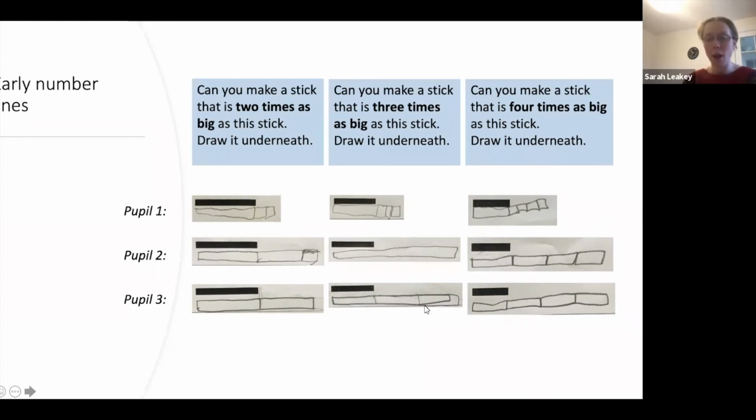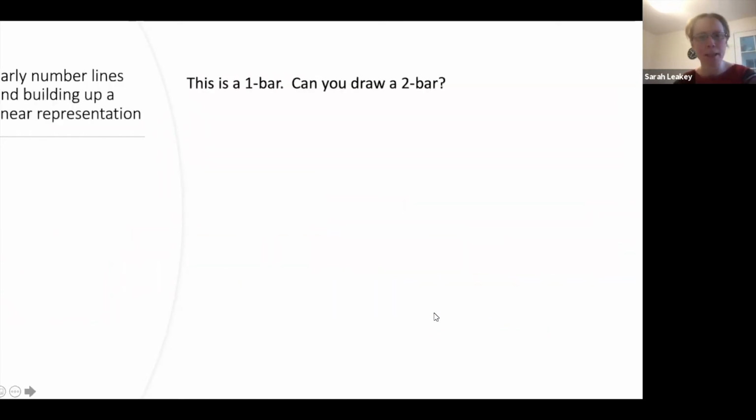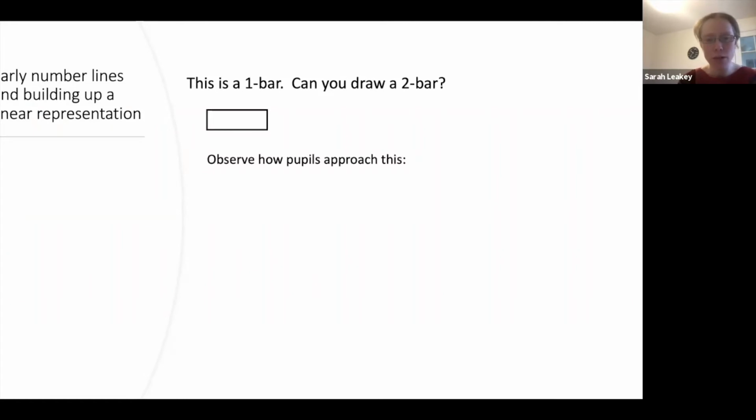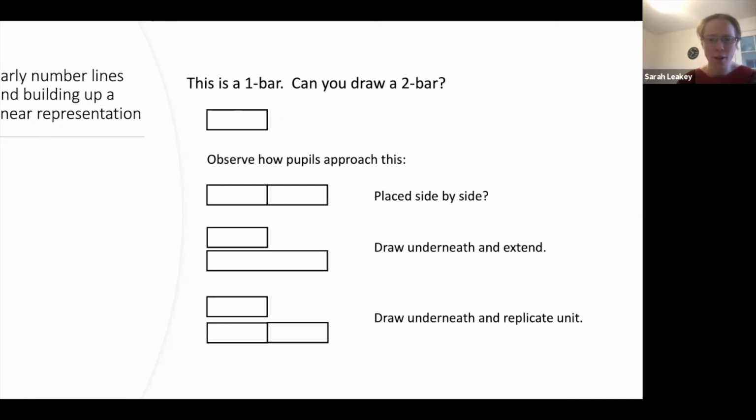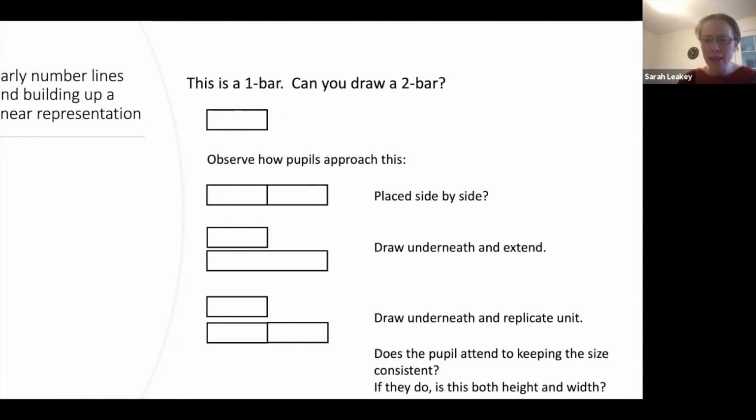If we're always giving our pupils pre-cut or pre-created things, they don't have these opportunities to realize the importance of that. So as an extension to something like that, you could say, this is a 1 bar, can you draw a 2 bar? And then our role as teachers is to observe how pupils approach this. So do they place them side by side, draw them underneath and extend, or draw and replicate each unit? And does the pupil attend to keeping the size consistent? If they do, is this both height and width?